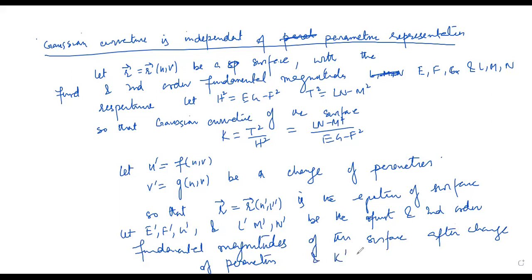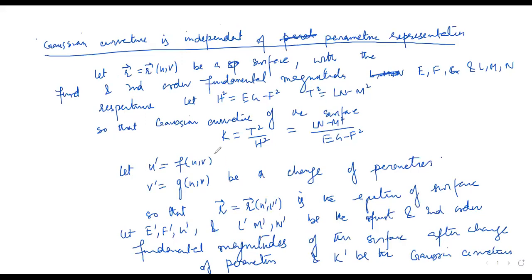and K prime be the, what? The Gaussian curvature. So basically हमें दिखाना है K prime. So we show that K prime is equal to K. Okay. Now, if J is the Jacobian of the transformation, let's call this transformation some name 1.